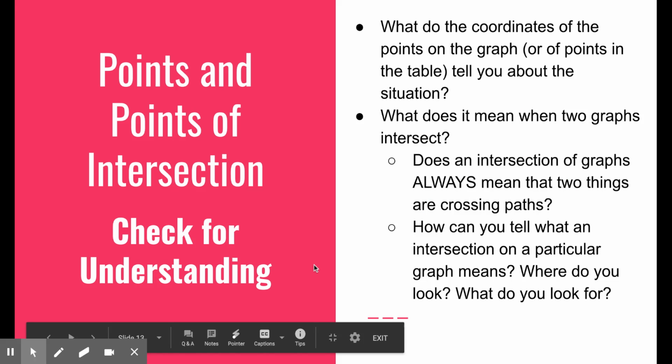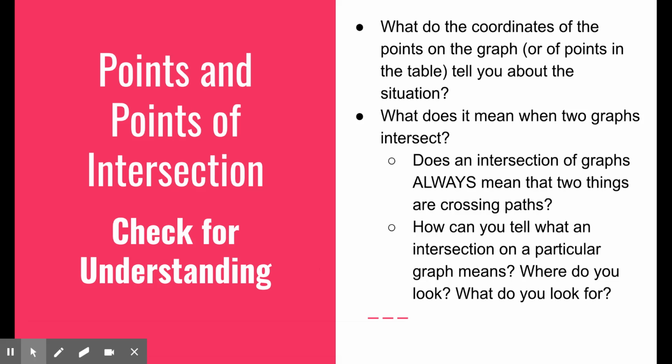So some key check for understanding questions here. Think about, what do the coordinates of points on the graph or points in the table tell you about the situation? And also make sure you understand what it actually means when those two graphs intersect. Does it always mean that two things are crossing paths? We know not necessarily. So how do you tell what an intersection on a particular graph means? Where are you going to look, and what are you going to look for?